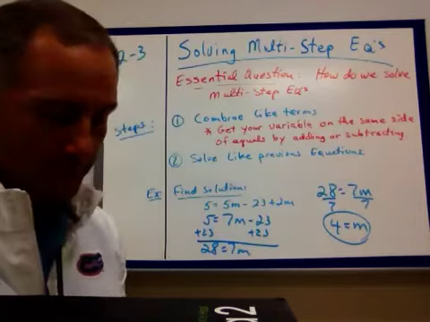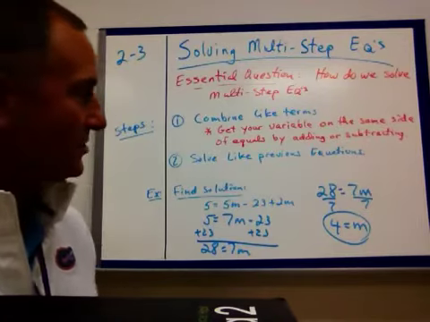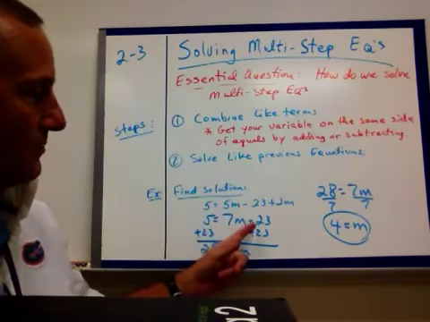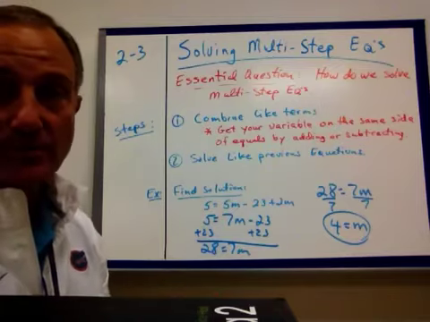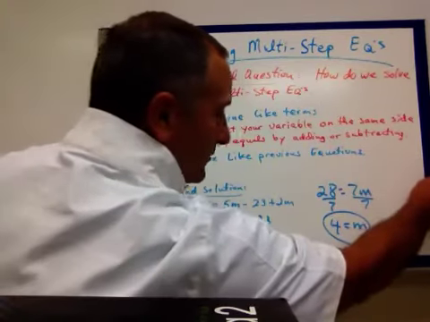4 equals m. And we can always plug it back in to check it. 28 minus 23 is 5. So it checks. Okay? Take a look at some other examples.